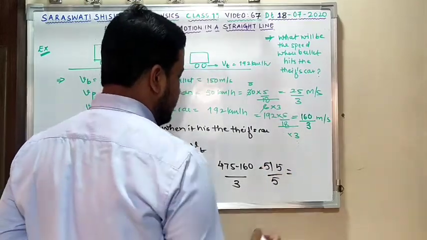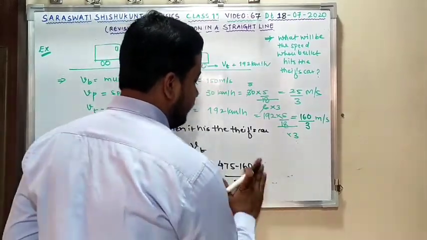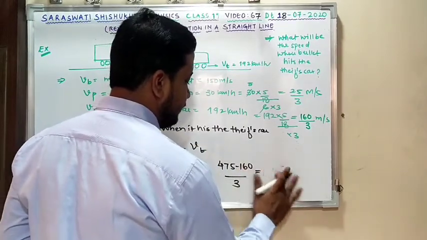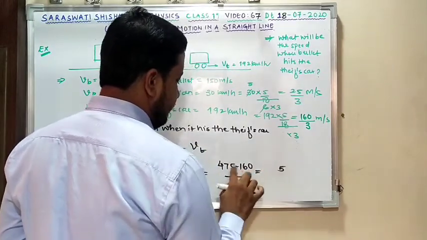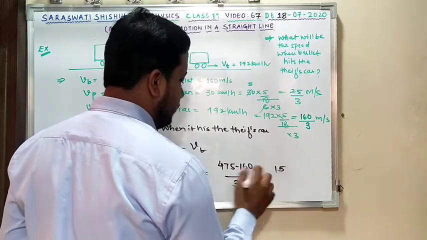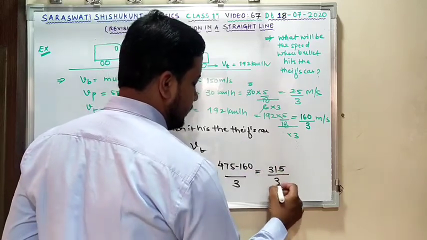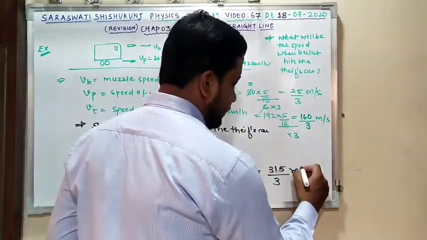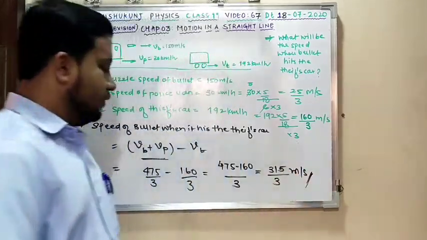7 minus 6, that is 1, and 4 minus 1, that is 3. So it's 315 by 3. Unit will be meter per second. This is your final answer.